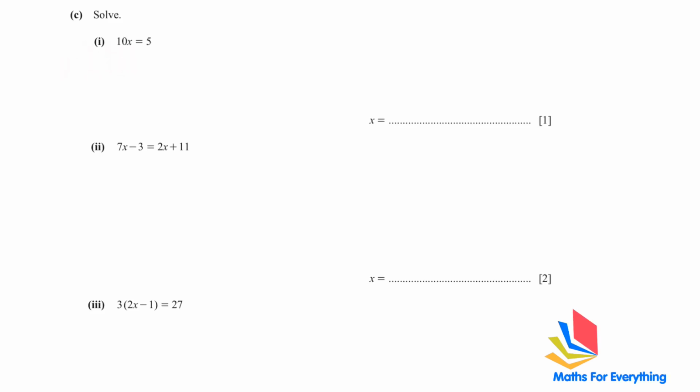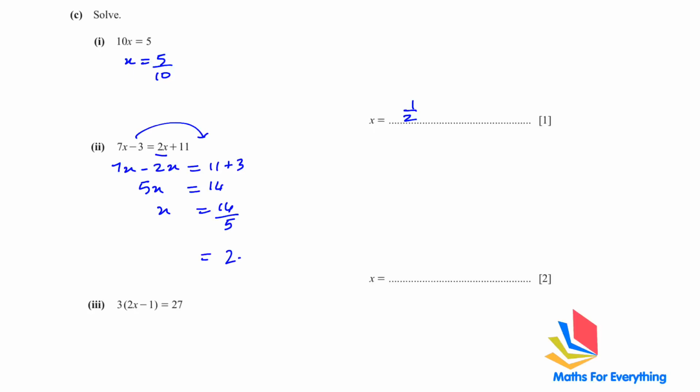Part C, solve. So we have 10x is equal to 5. 10 means 10 multiplied by x. So when we move to the other side, it will be 5 divided by 10. So x is equal to half. Next question, we have been given equation where we have x on two sides. Bring the 2x to this side, the sign will change. Negative 2x. The negative 3 here, it will become plus 3. 7 minus 2 will give us 5x is equal to 14. X is equal to 14 divided by 5. This will give us 2.8.